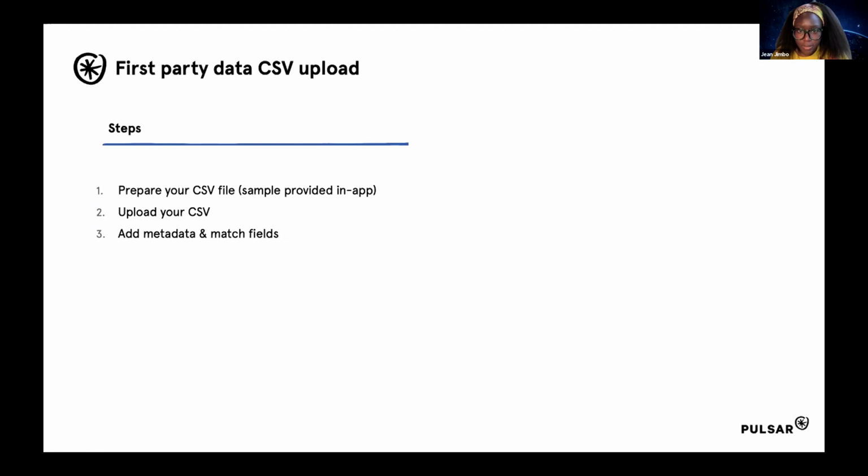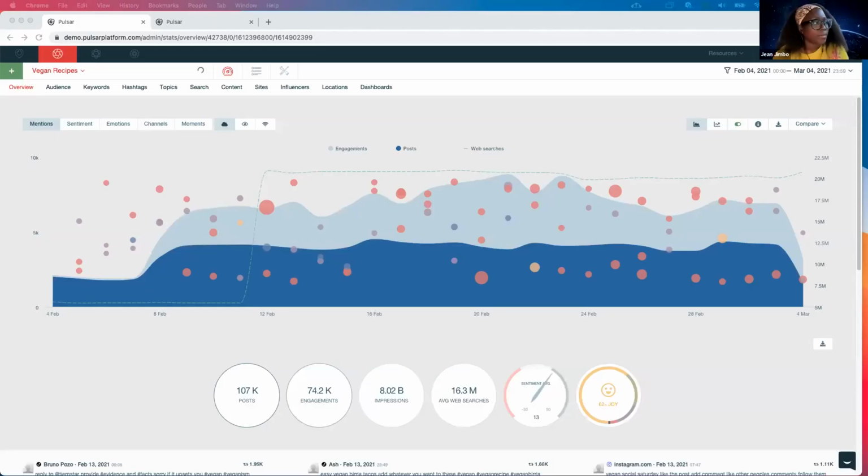Okay. So hopefully you can see my desktop nice and clear. If you're already using Track, you should be familiar with what this is. It's a search dashboard, typically where you land on a specific search. To use the first-party data upload, you just need to get to your settings page.